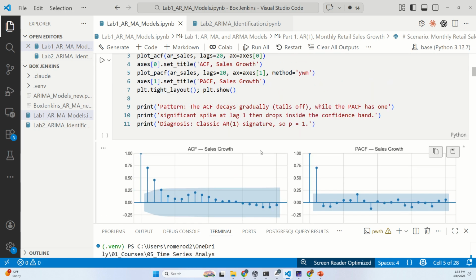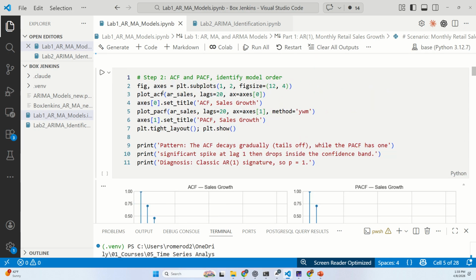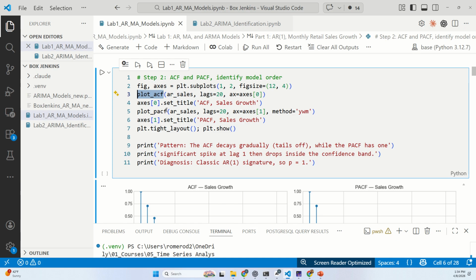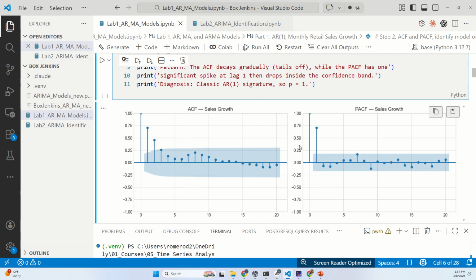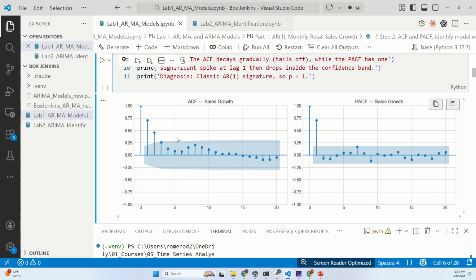Now we create the ACF and PACF. So in Python, you can get that from statsmodels, I think SciPy also. But here you have plot ACF, plot PACF, and you get these two plots, right? So you can see that the ACF is going towards 0, it's decreasing. In the case of the PACF, it cuts the significant region here at lag equal to 1.